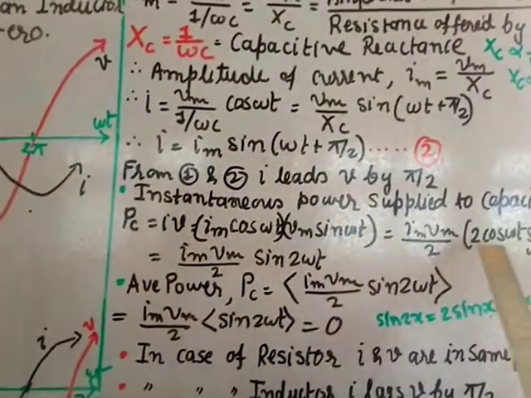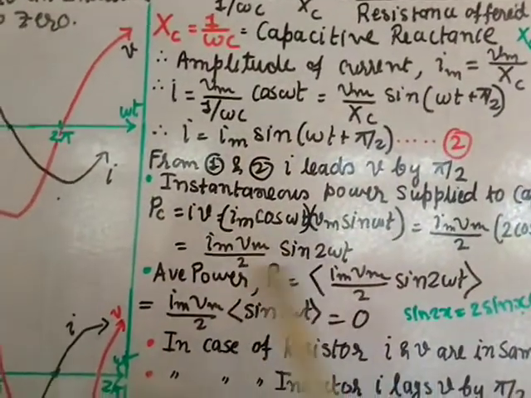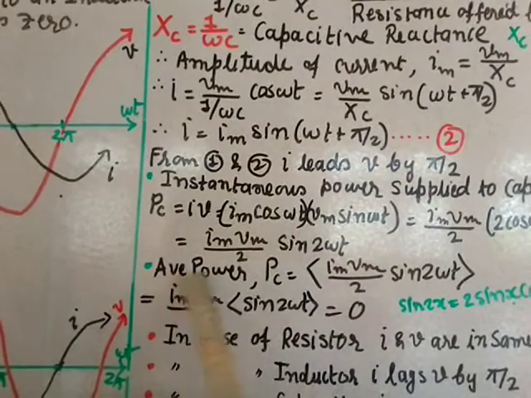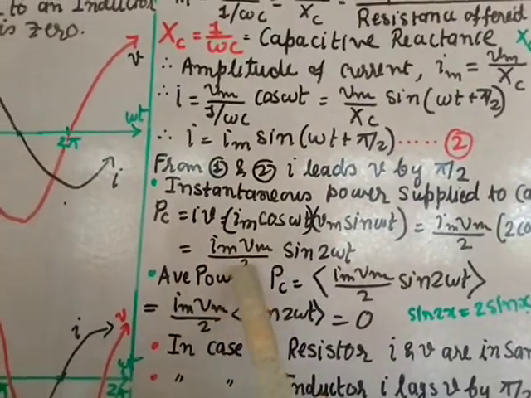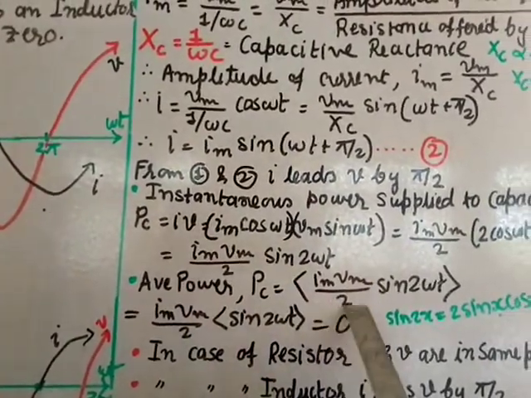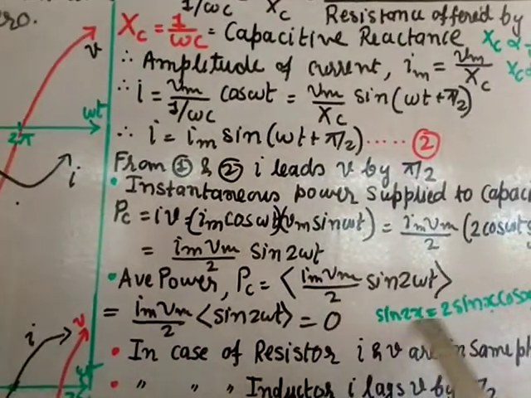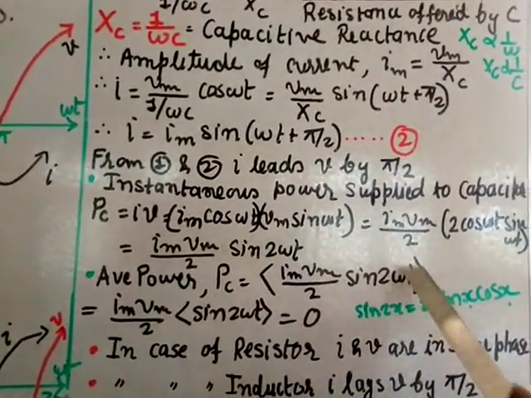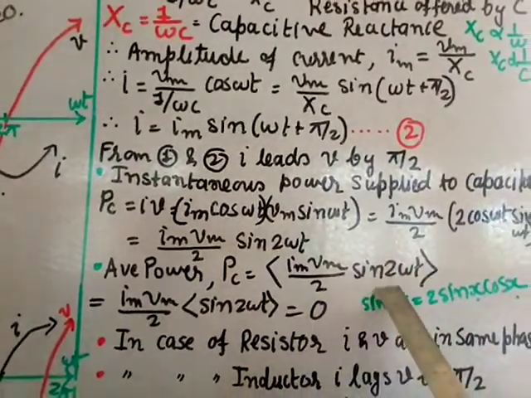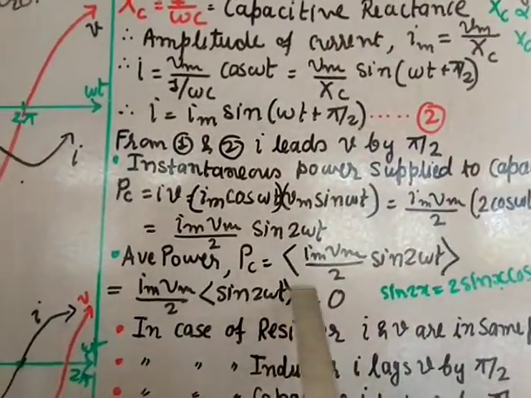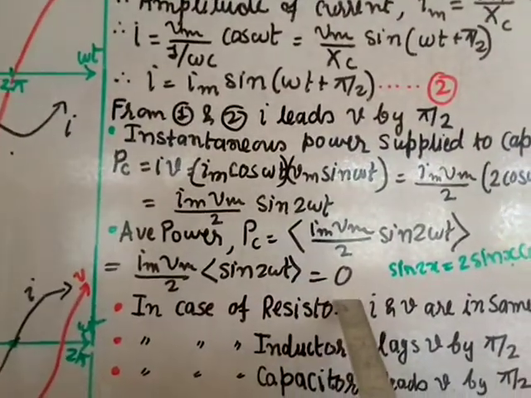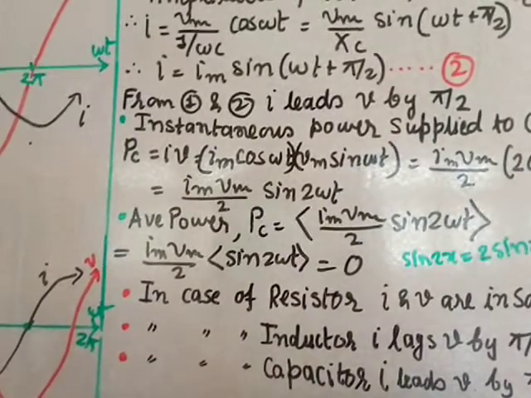Now this is the instantaneous power. Next, the average power. Vm Im by 2 is a constant, so we will not find the average of it. We will find the average of sin 2 omega t. This is the symbol of average. We have found previously that the average of sin 2 omega t over one complete cycle is 0. So the average power will be 0.